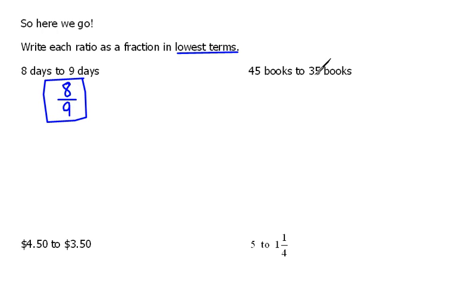Now over here, we're going to compare 45 books to 35 books. So we're comparing books to books. Those are the same units, so we can compare 45 to 35. Now we do have to fully reduce. So let's see, between 45 and 35, they have a 5 in common. 5 will go into 45 9 times, and 5 will go into 35 7 times. So as a reduced fraction, that ratio would be 9/7.